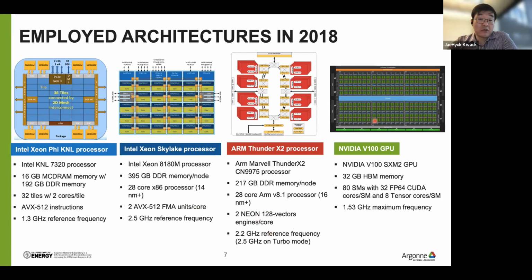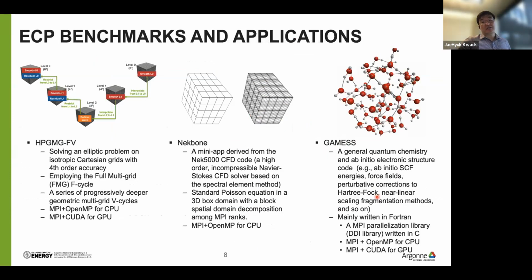The last one was one of the most powerful GPUs in 2018, the NVIDIA V100 GPU. And we used 2 ECP benchmarks and 4 ECP applications to check what performance we can get. The first one is HPGMG, an ECP proxy application, and this benchmark uses the full multigrid F-cycle approach. In this diagram, you can see a typical V-cycle, and the F-cycle has progressively deeper V-cycles to solve the problem. To run this application on multiple architectures, we use MPI plus OpenMP for the CPU side and MPI plus CUDA for the GPU side.